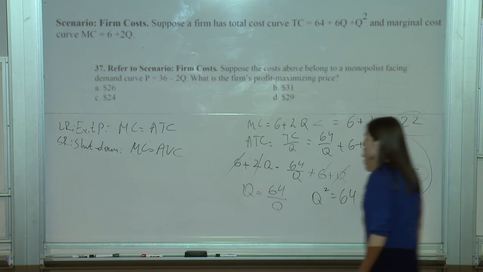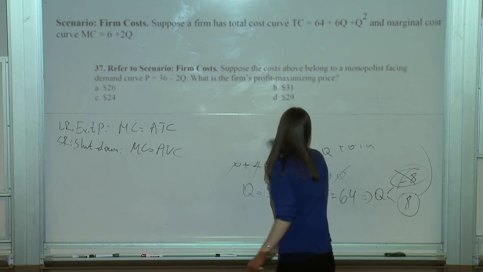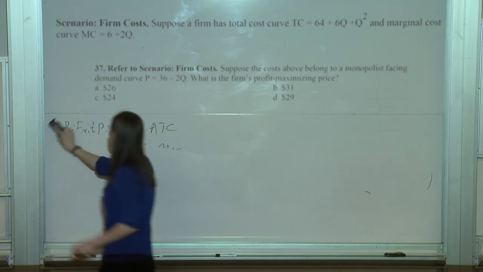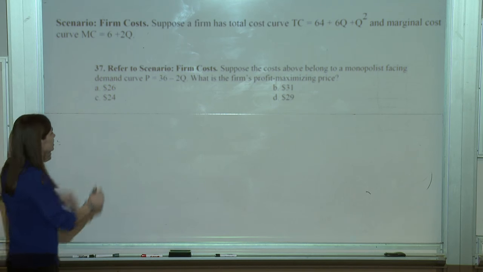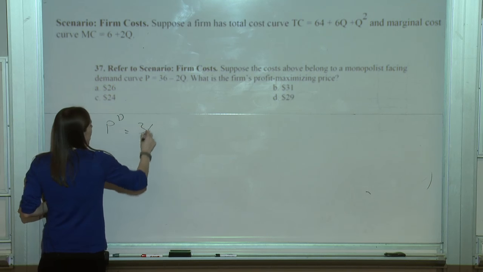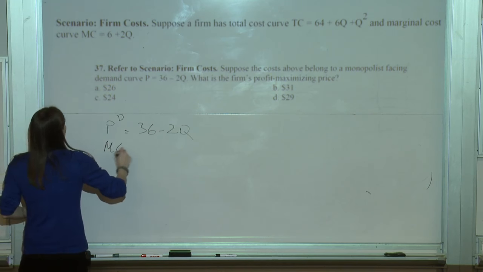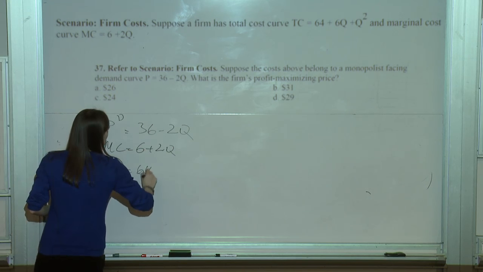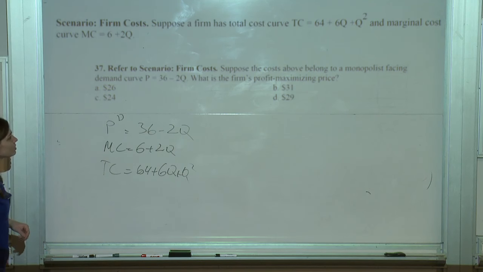Okay. So now we have a monopolist that is facing the demand curve 36 minus 2q, and the costs are the same. So marginal cost is 6 plus 2q, and total cost is still 64 plus 6q plus q squared. What is the firm's profit maximizing price?